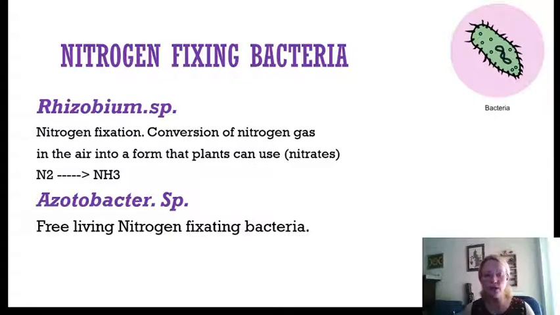Azotobacteria, then, they're free-living nitrogen-fixing bacteria. So they actually live in the soil and they'll fix nitrogen, and then that nitrogen will be in a usable form for other organisms as well.